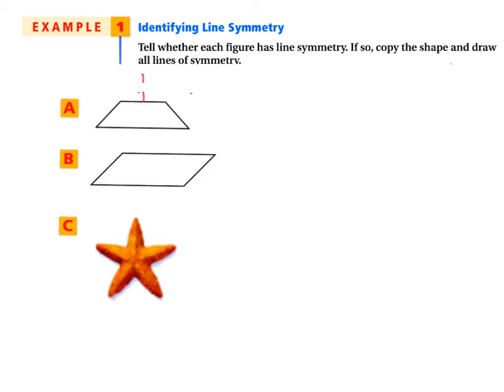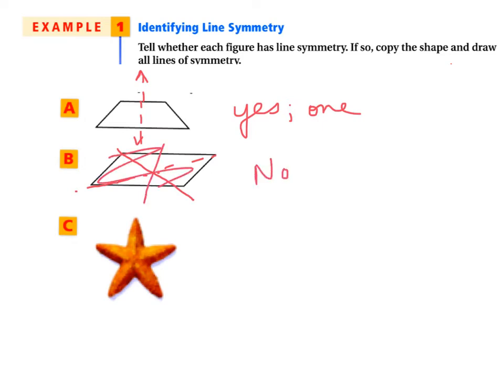So if you draw a line of symmetry, we would say yes, this has line symmetry. Now, how many lines of symmetry does this have? It would have 1. The next example, you could try to cut it if you wanted to. Try to cut it again, try to cut it. It doesn't work. So we have no line of symmetry.